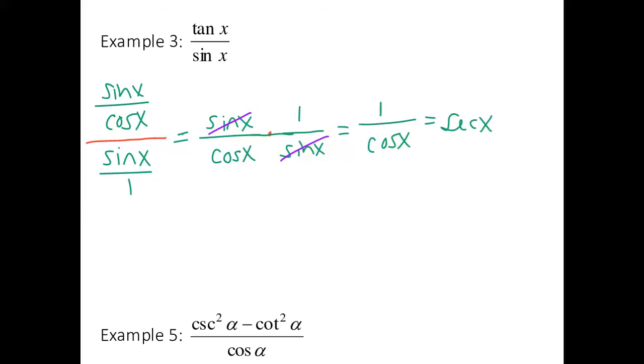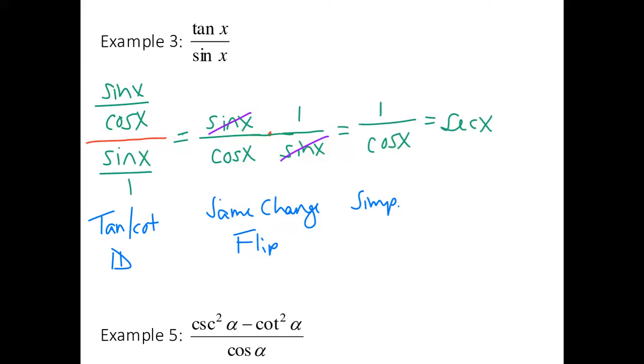So if we just jot ourselves some notes here, this first one was tangent cotangent identities. The second one was same change flip, or whatever you want to call it. And then the third step, we canceled or simplified the fraction. Yeah, that's right, simplified fraction. And then the last step is our reciprocal identity.